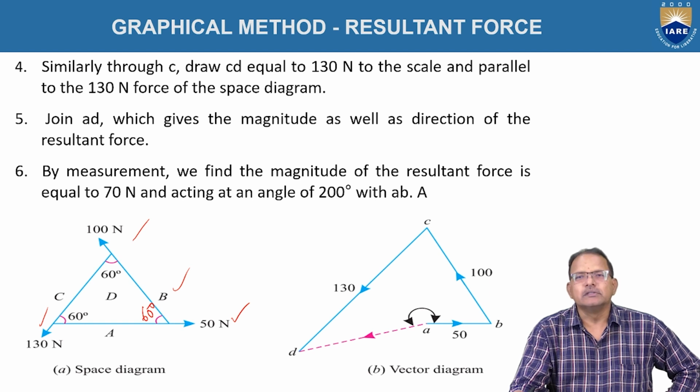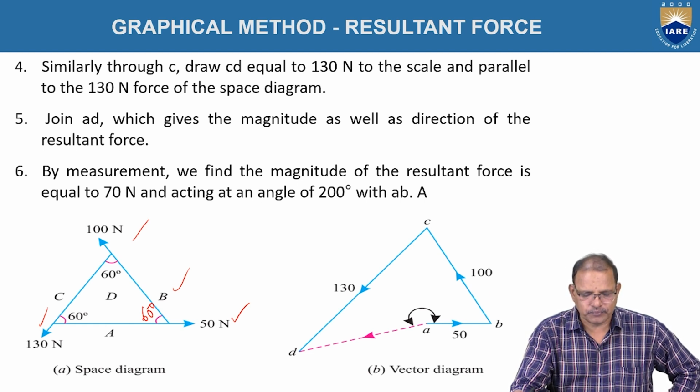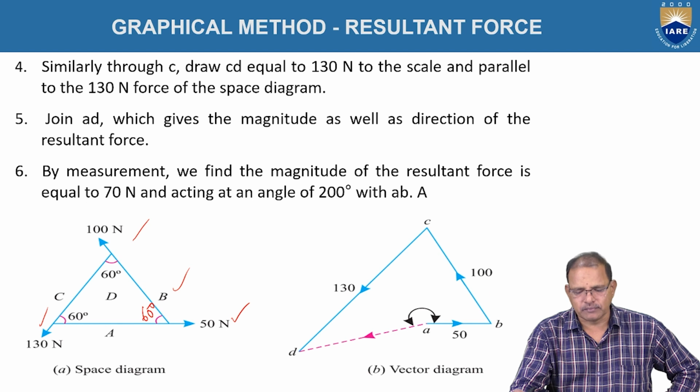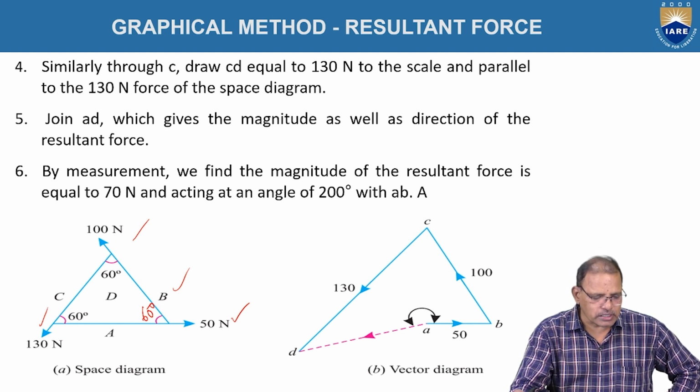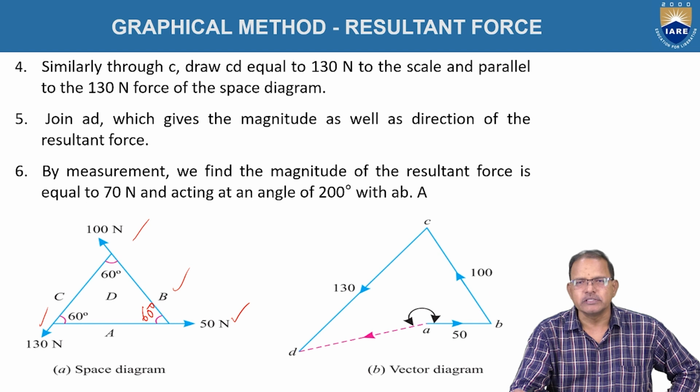First of all, the magnitudes are represented on a diagram by selecting a suitable scale. Here I am taking the magnitude of force 1 newton as representing 1 mm. The direction is taken along the equilateral triangle shown in the space diagram.